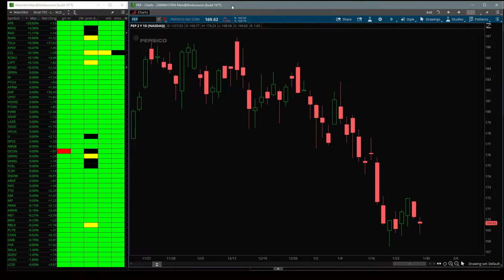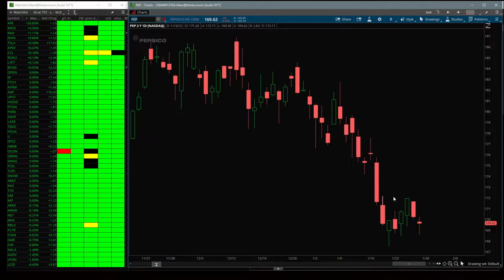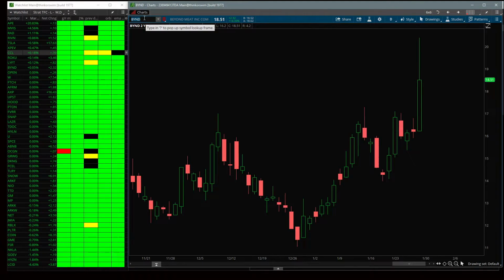All right, so this is just a real basic chart. I'm just going to put it here next to the bull scan, just to give you some examples of the bulls. If we take a look at, let's say, Beyond Meat, Beyond Meat had a real big day on Friday. So this is the daily chart. We're looking at D on the daily.